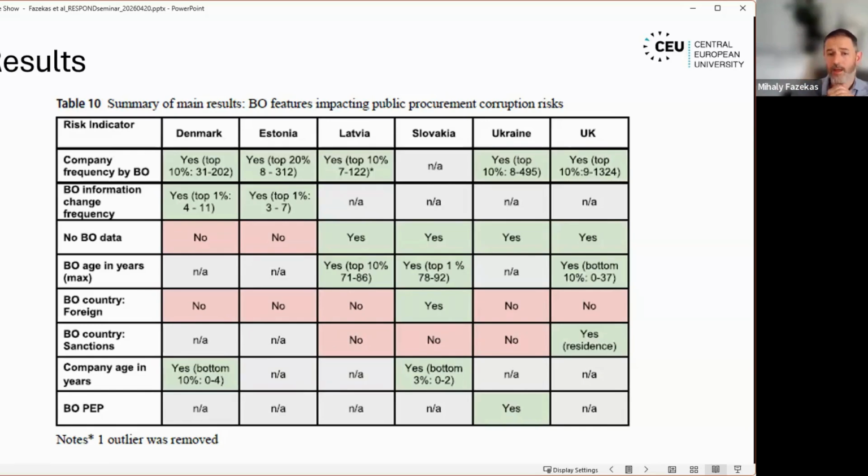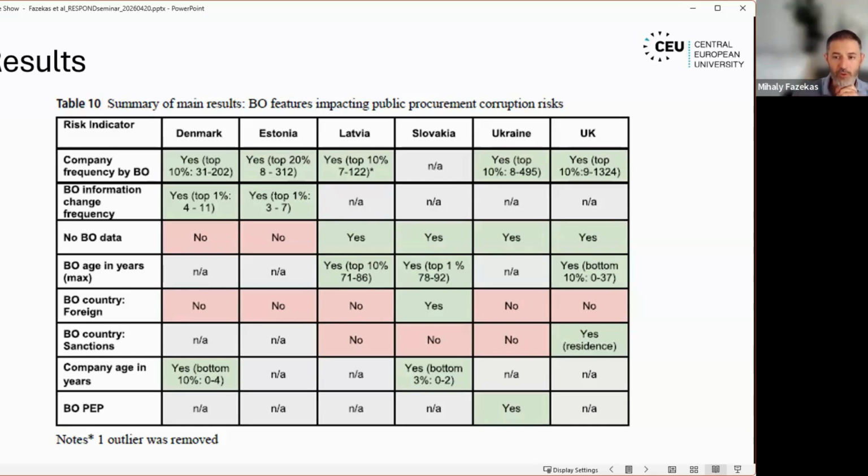So the most widely applicable indicator is company frequency by the BO. So how many companies are controlled by the same person controlling the supplier. And here, invariably, the top 10%, the top is only 20%. So really the outliers are the ones where the CRI, the red flags, are also spiking, right?